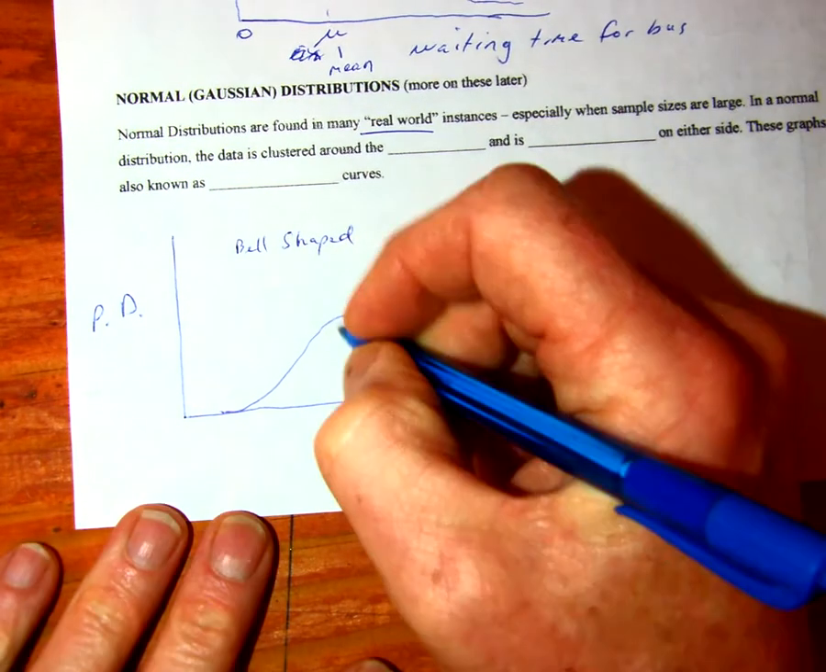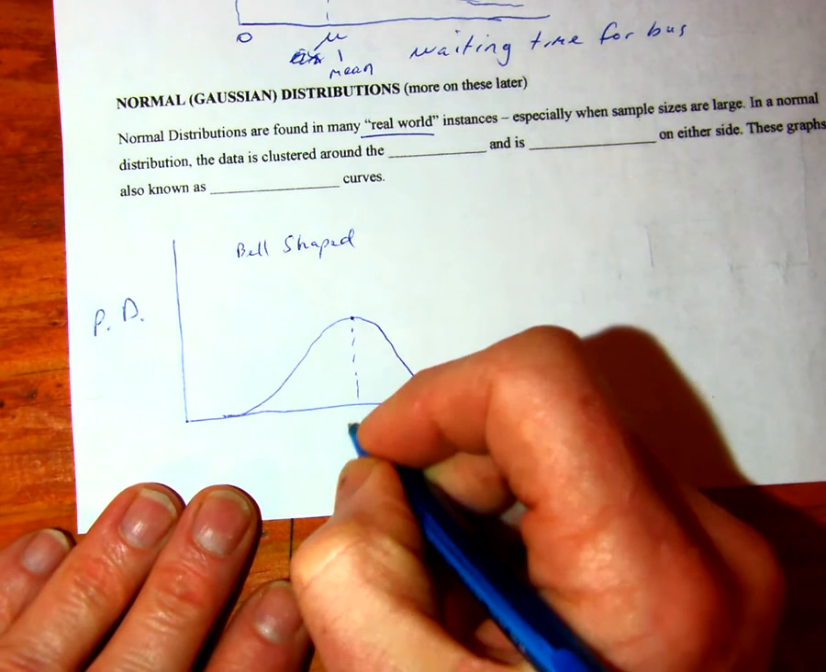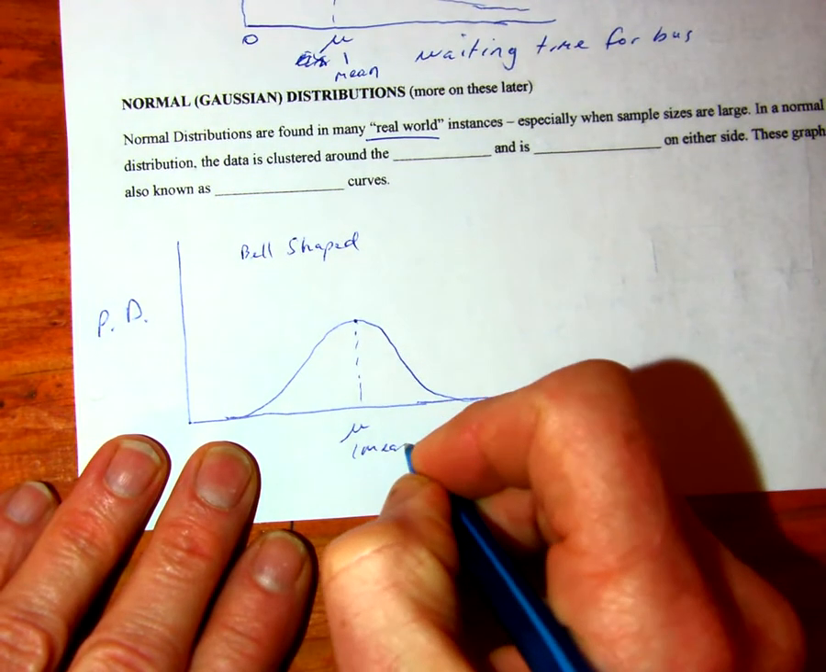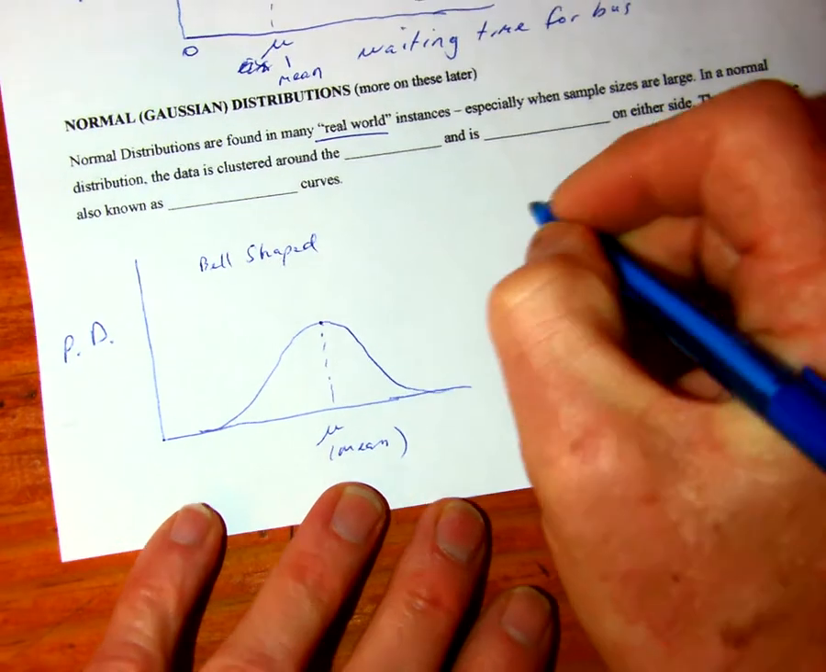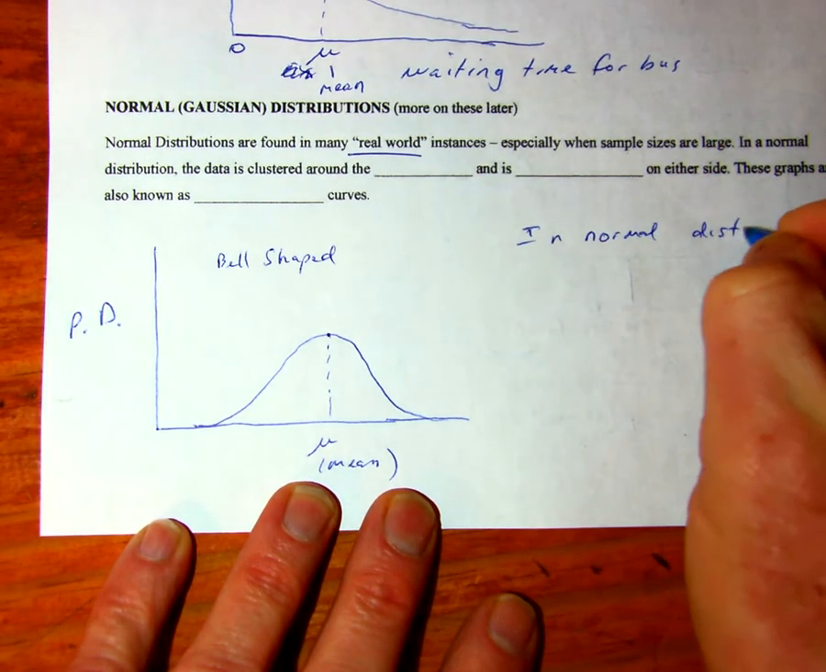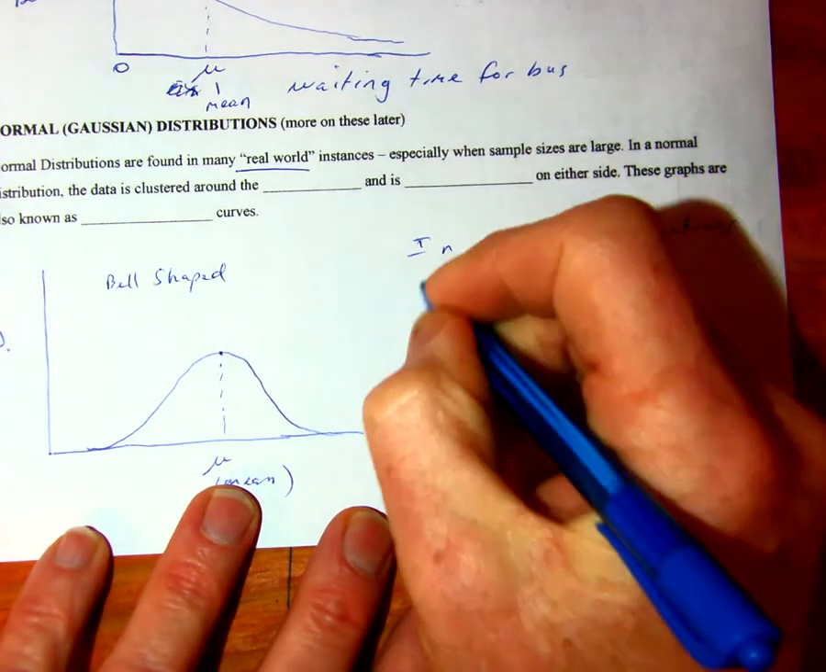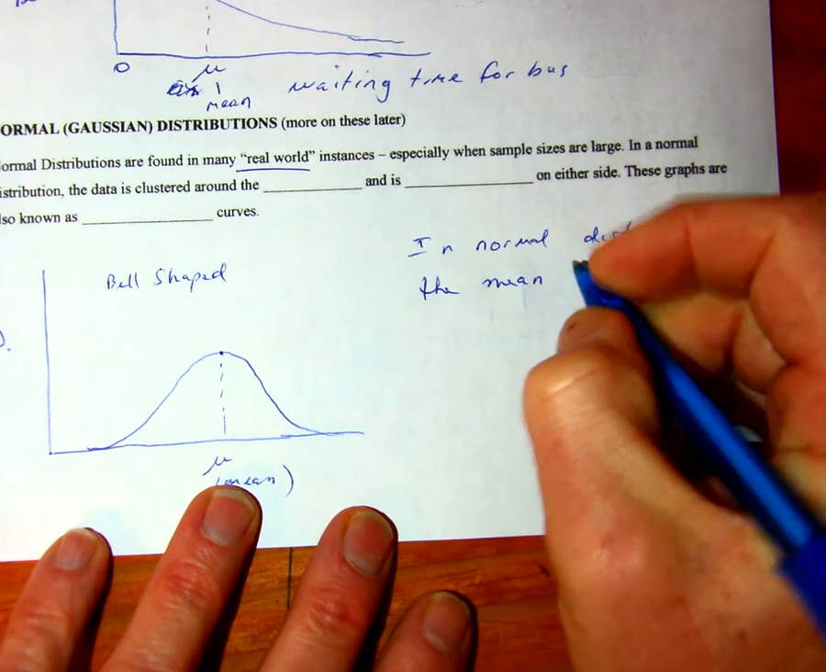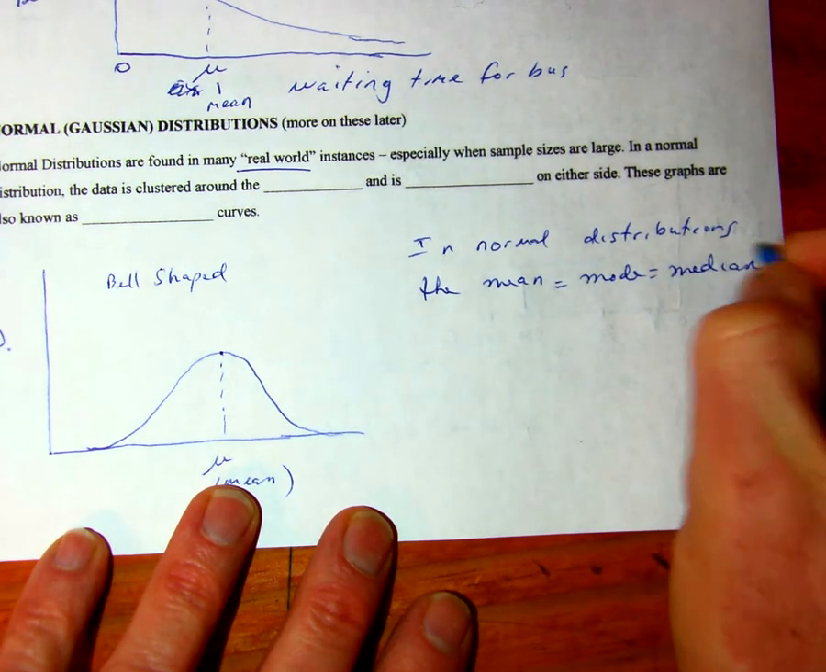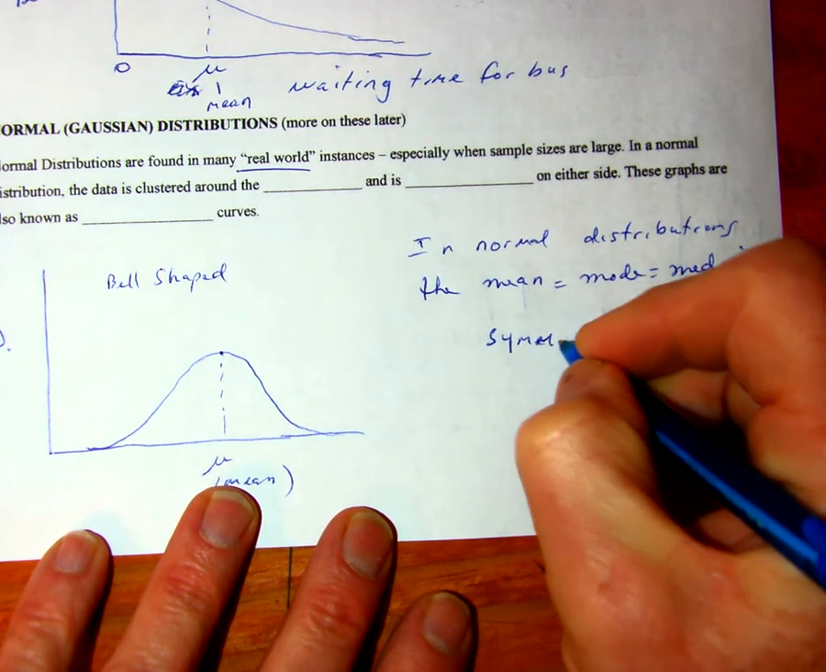But it so happens it's symmetrical, so that the mode is actually the same as the mean. So in this type of, in normal distributions, the mean equals the mode equals the median. It is symmetrical. How do you spell symmetrical? Symmetrical.